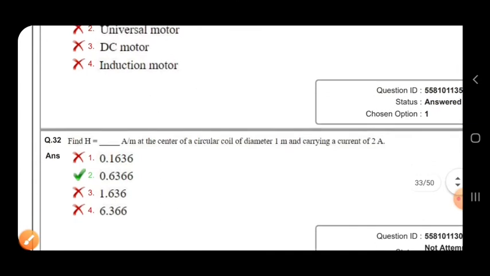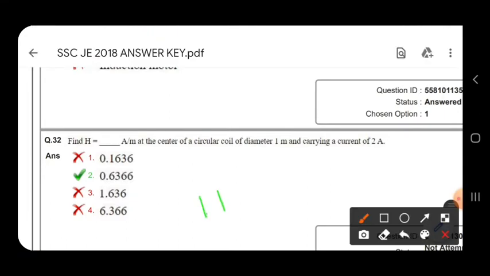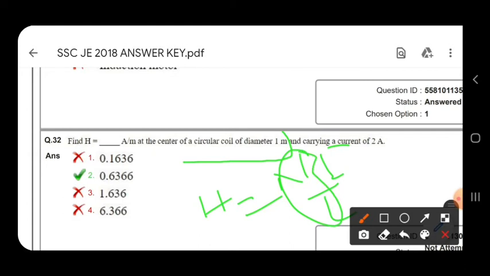Find H at the center of a circular coil of diameter 1 meter and carrying current of 2 amperes. Remember that H is the magnetic field intensity, H equals N I upon L. In the case of the center of a circular coil, N I upon L becomes I upon pi D, with D taken as 1 meter, and you will find the answer is 0.6366.